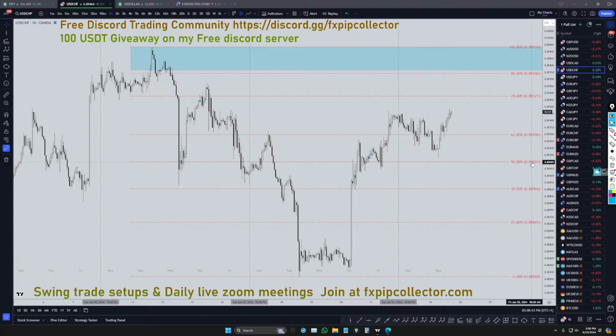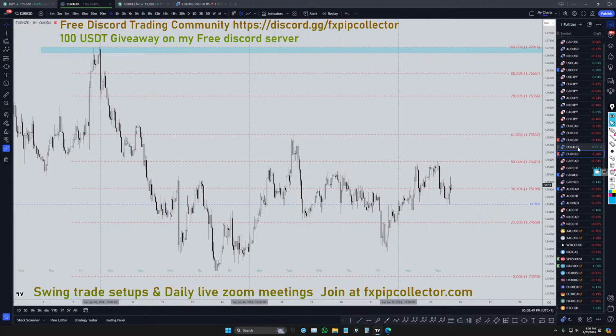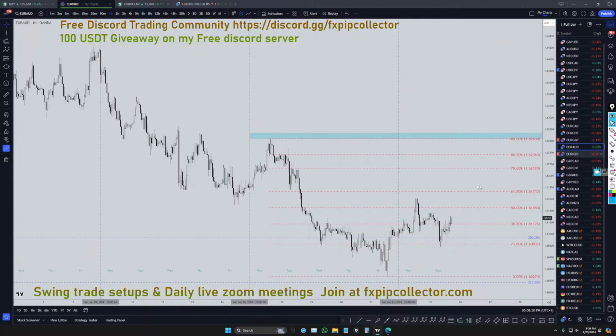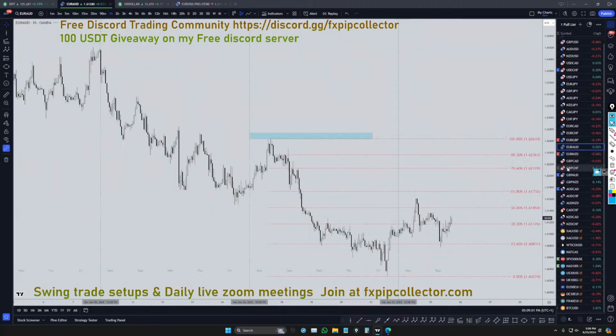Let's see, the Euro Aussie. I shorted the Euro Kiwi today. That was one of the trades that we took today. Definitely a very profitable trade. I already took half of my profit, so no matter what, I made money on that trade.